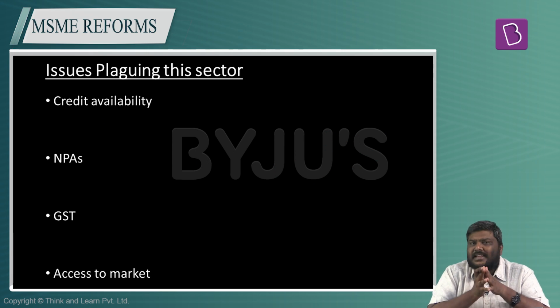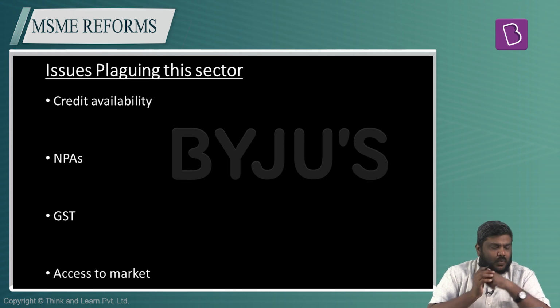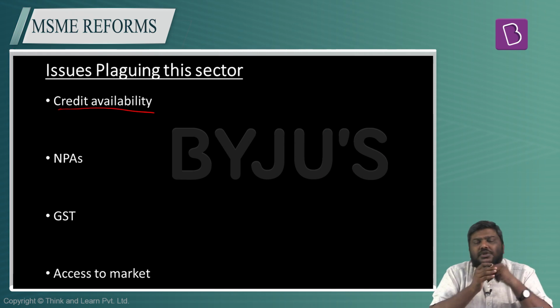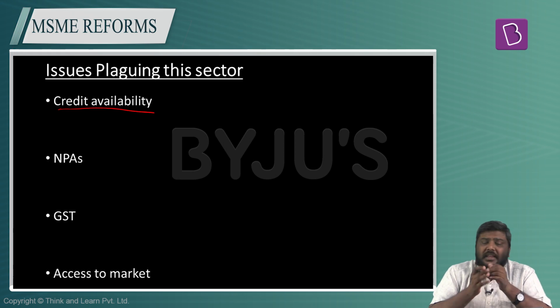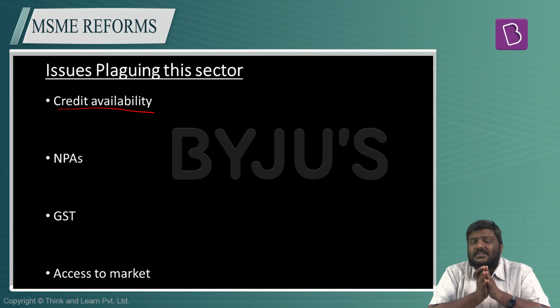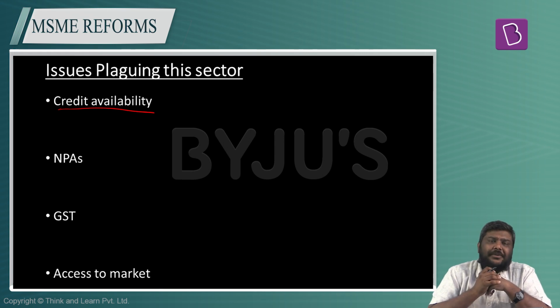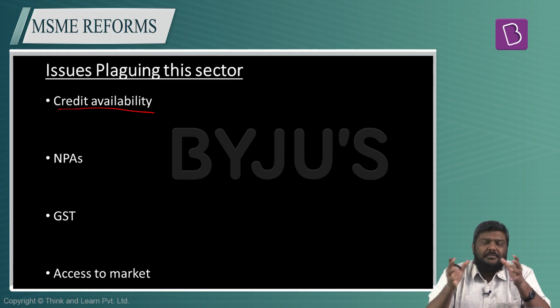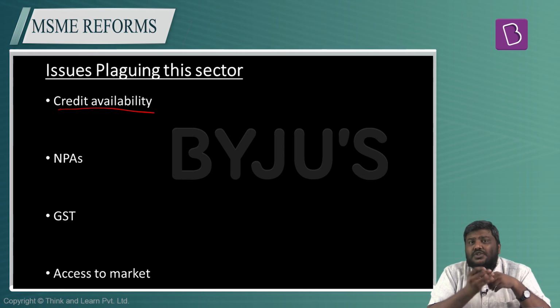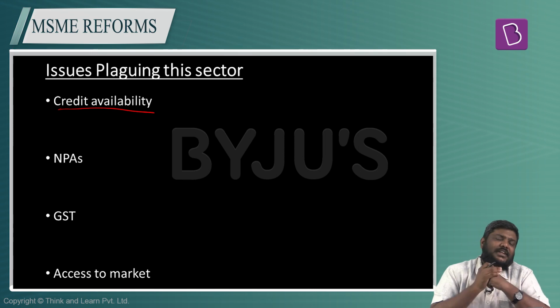Next, let's have a look at the issues which are plaguing the MSME sector. One, the most important issue has been the issue of credit availability. In India, although the banks are supposed to give loans to the MSME sector, it has been found that various banks prefer to give a large value of loan to large companies rather than giving small value of large loans to the MSME sector.